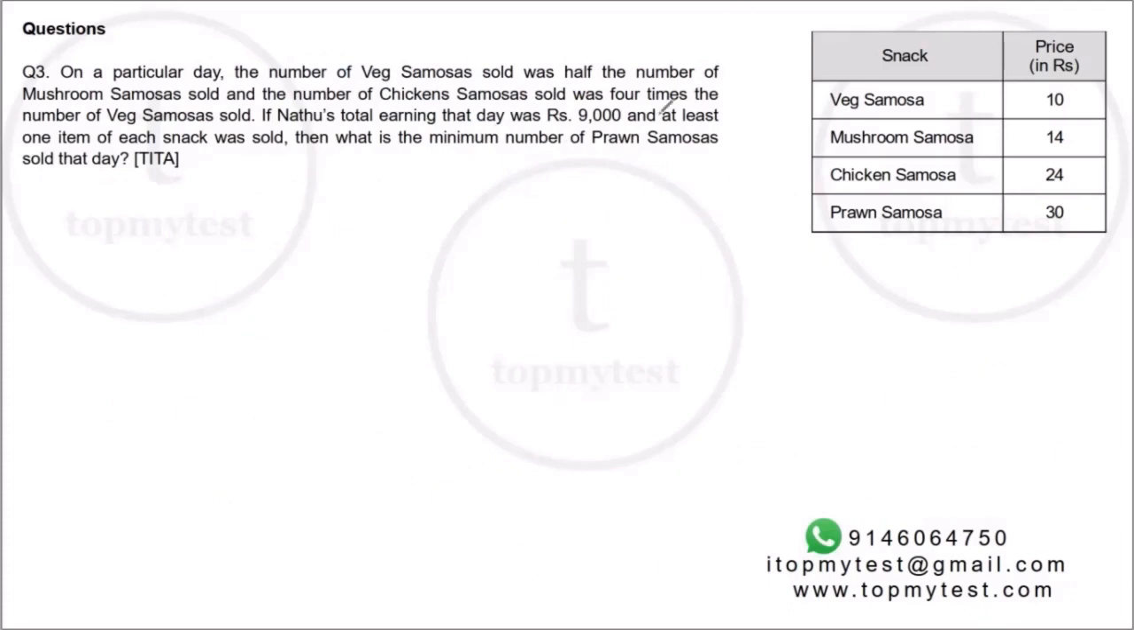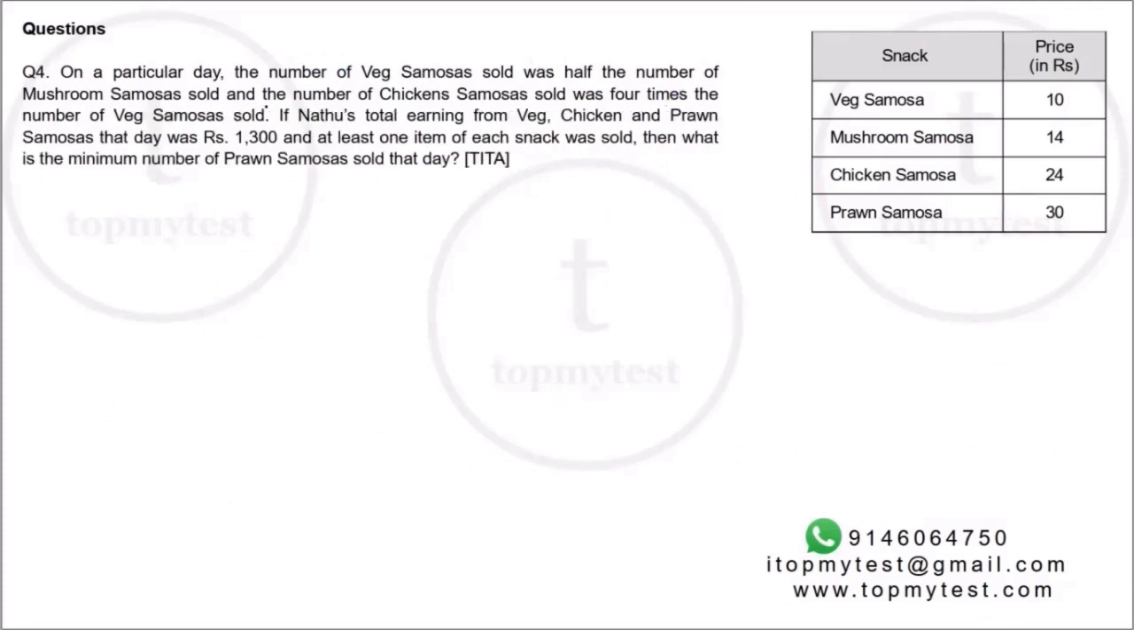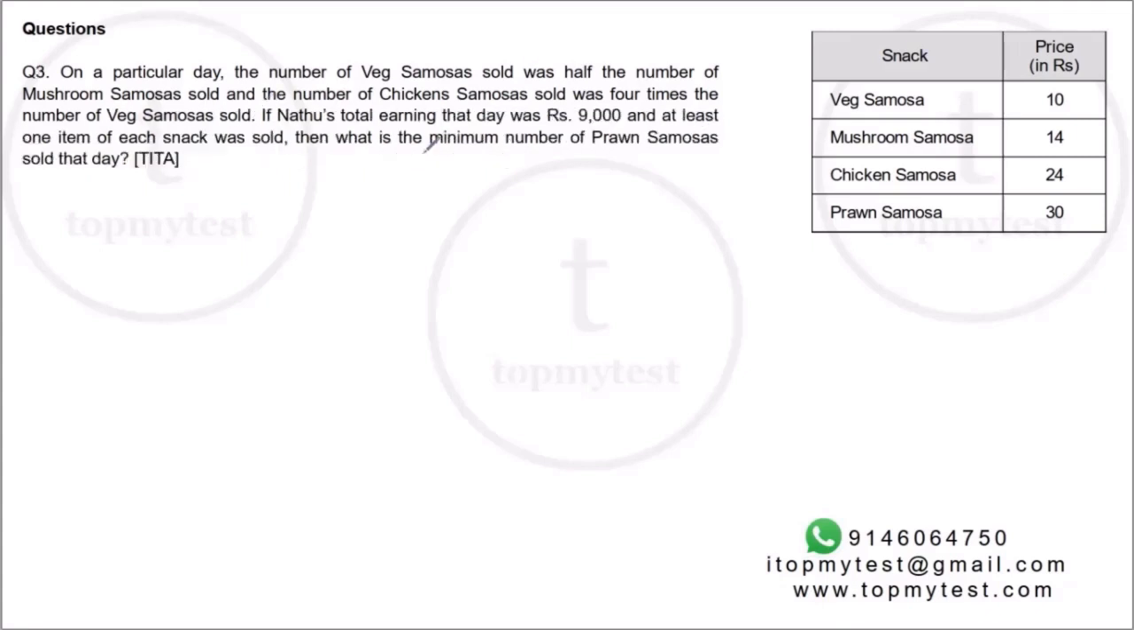Now, question number 3 and question number 4 have the same partial information, and then you have additional information to solve this. So the third says, on a particular day, the number of veg samosas sold was half the number of mushroom samosas. Let's call these P, Q, R, and S. Veg samosas is half the number of mushroom samosas, so Q equals 2 times P, P is equal to half Q. And the number of chicken samosas was 4 times the number of veg samosas, so R will be 4 times P.